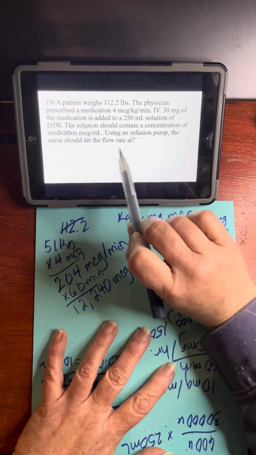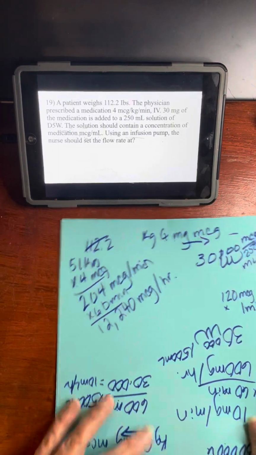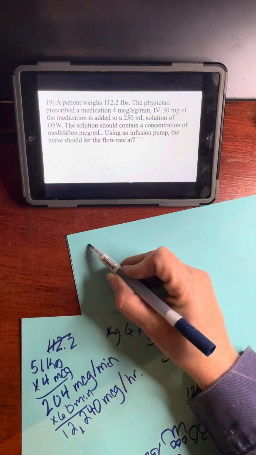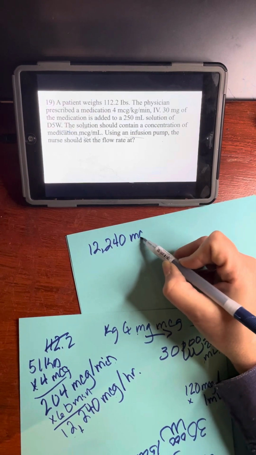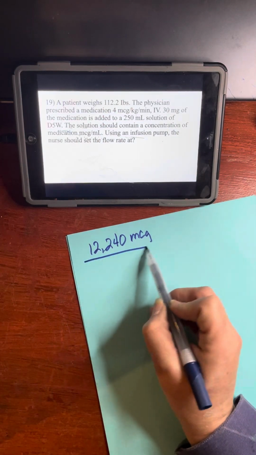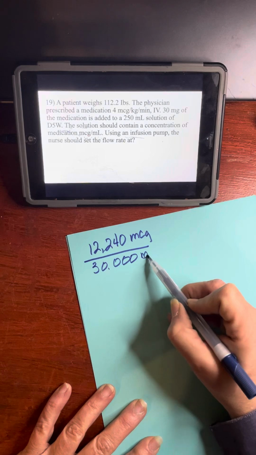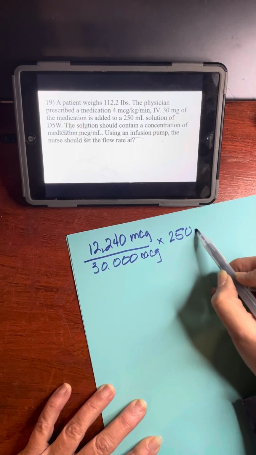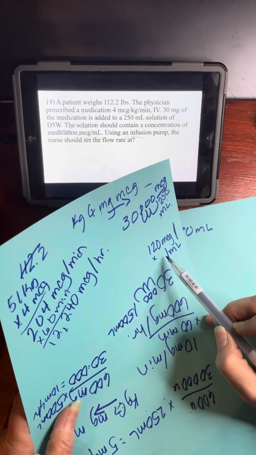Okay, but she wants us to set the pump. I hope y'all still with me. And so we know that they want 12,240 micrograms per hour. And in our hand, we have 30,000 micrograms per 250 mLs. And look, we could have used that.